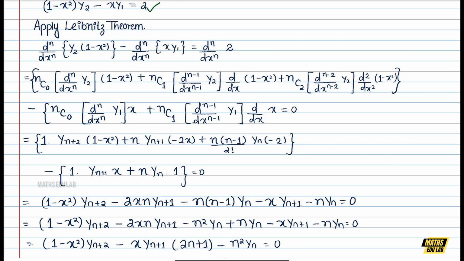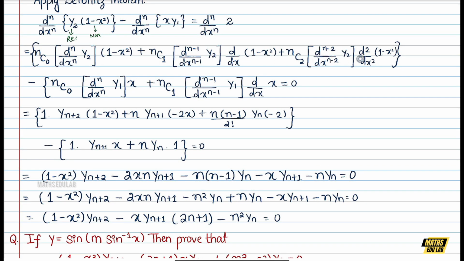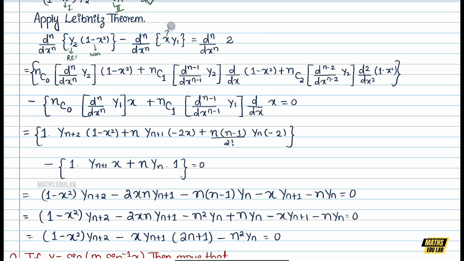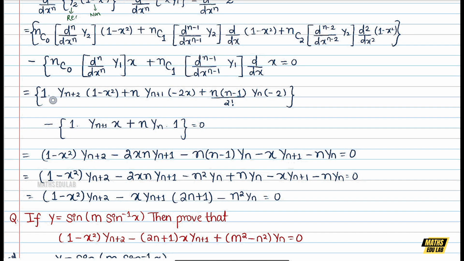So by applying the Leibniz theorem, this will be our first function and this will be our second function. When we apply the Leibniz theorem for the first function, here y2 is our recurrence function and 1 minus x square is our non-recurrence function. Similarly, x is our non-recurrence function and y1 is our recurrence function. So by applying the Leibniz rule we got nc0, whose value is 1.